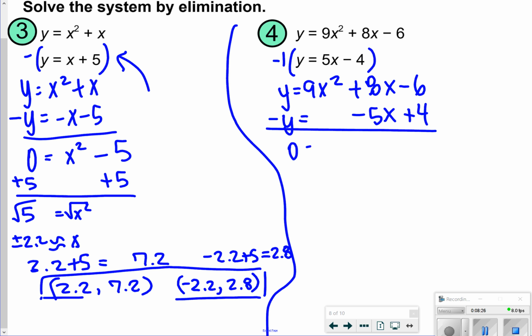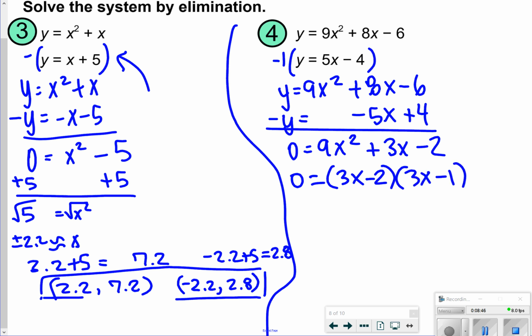So I have 0 equals 9x squared plus 3x minus 2. Then I'm going to go ahead and factor. So this would be 0 is equal to 3x plus 2 and 3x minus 1. I did that by grouping. Then I'm ready to solve. Sorry, this should have been plus 2 and minus 1. So 3x plus 2 is equal to 0, which means x is equal to -2/3.